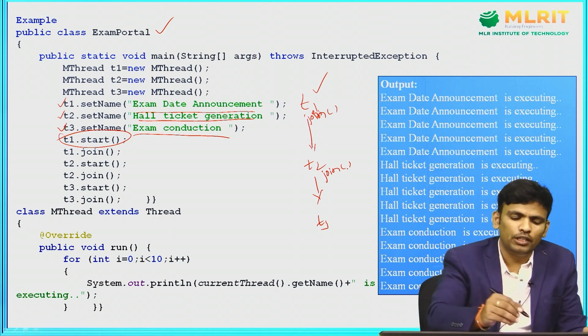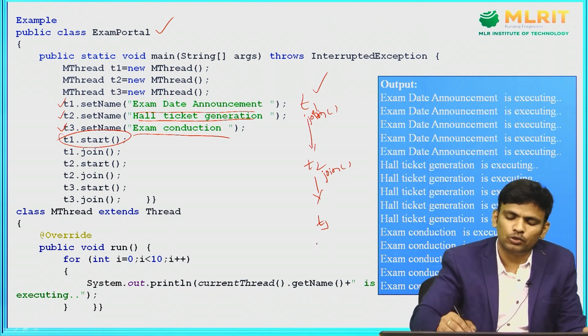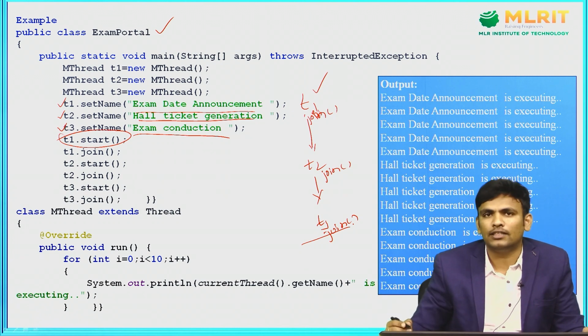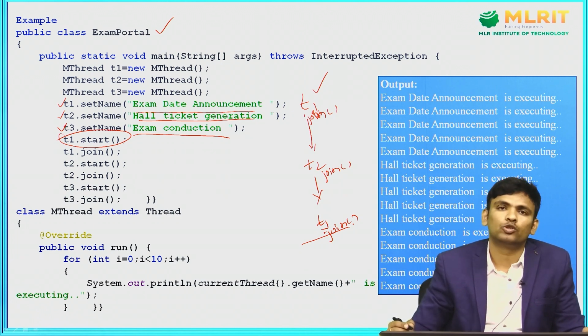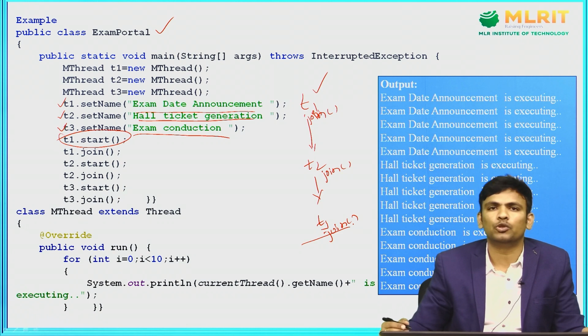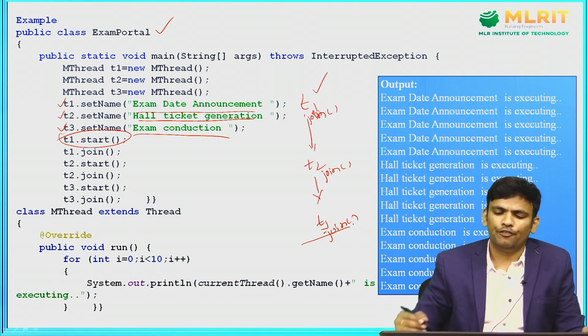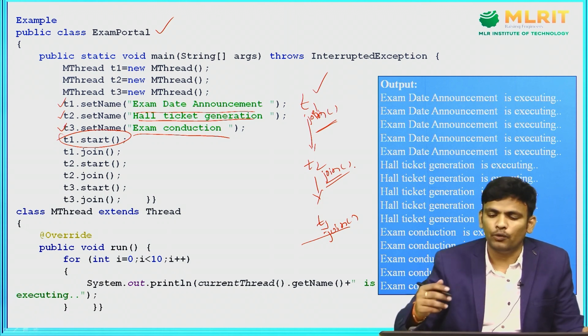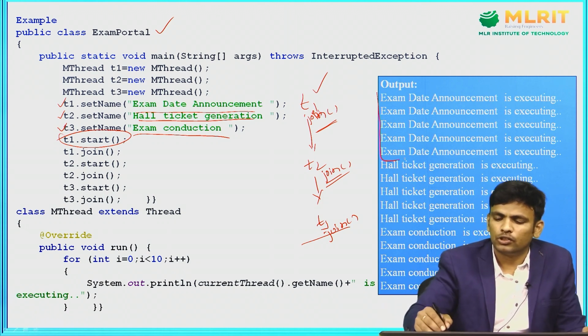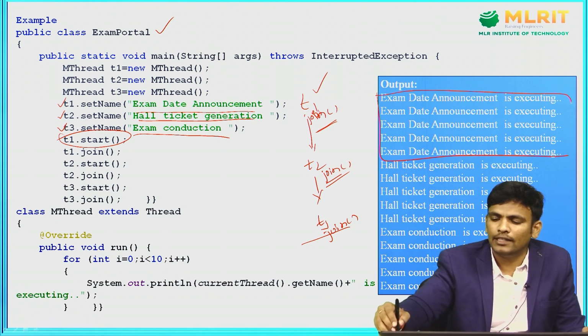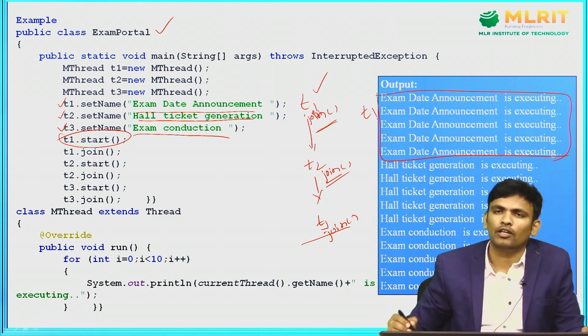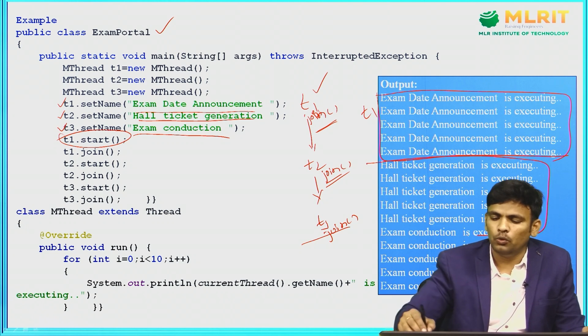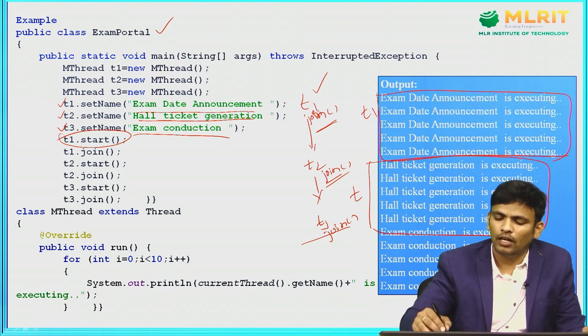So here we compulsorily need to use it. And for T3 also, we need to use the join method. It means any other threads in the waiting state must also remain in the waiting state, so we compulsorily need to use T3.join. If you are not using the join method, the threads will be executed independently. Now you can see, if you observe, the exam date announcement thread T1 is executing first, T2 thread executes next, and T3 thread executes last.